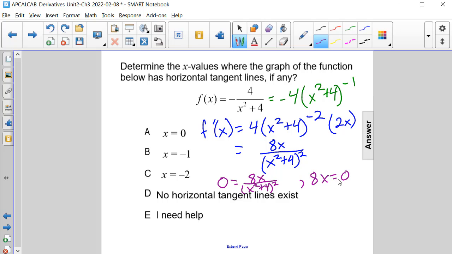Instead, we just set the numerator equal to 0, because 0 divided by anything is 0. So 8x is equal to 0, therefore x is going to be 0, or answer choice A.